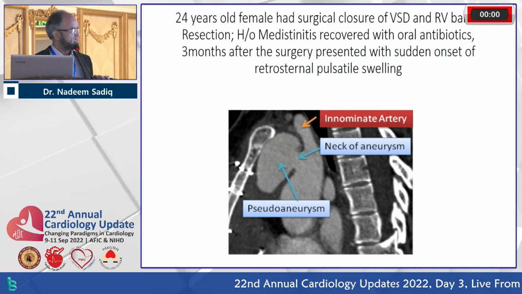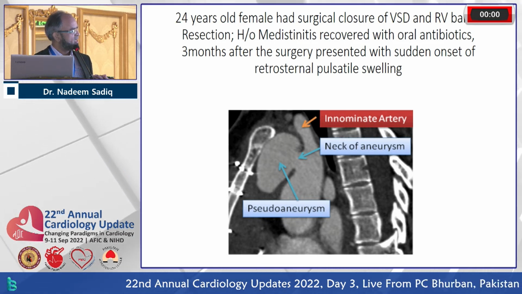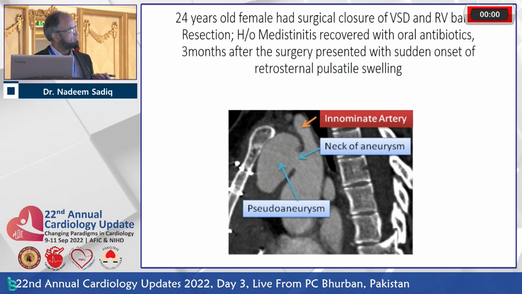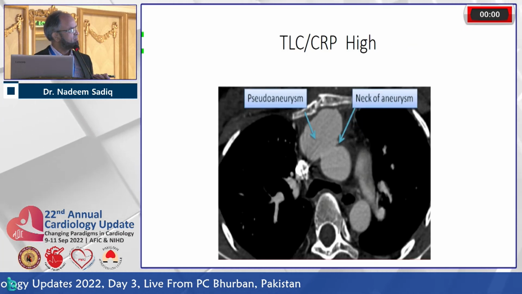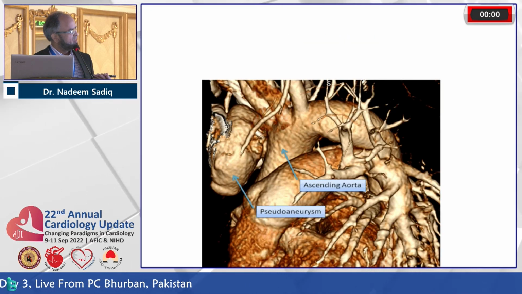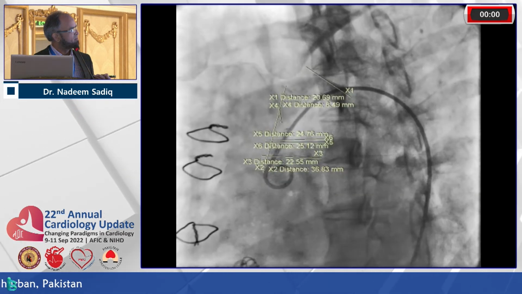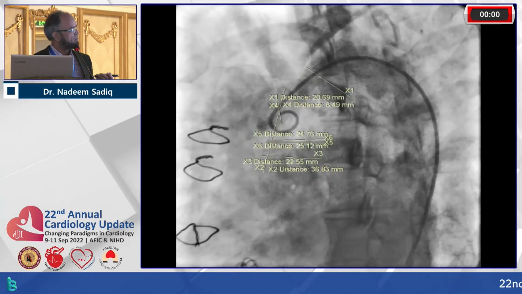Immediately, cardiac CT was done, which showed a large pseudoaneurysm, and the neck of the aneurysm was there, but it was quite close to the innominate artery. You can appreciate that it's a quite large pseudoaneurysm. And this is the 3D imaging showing the large pseudoaneurysm, ascending aorta, and innominate artery. So we planned for transcatheter closure of this pseudoaneurysm.